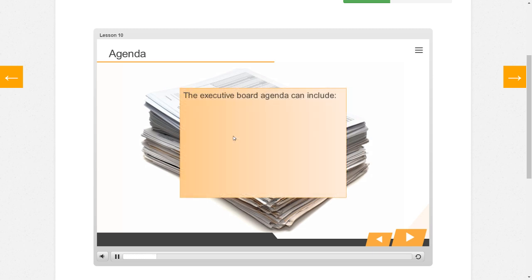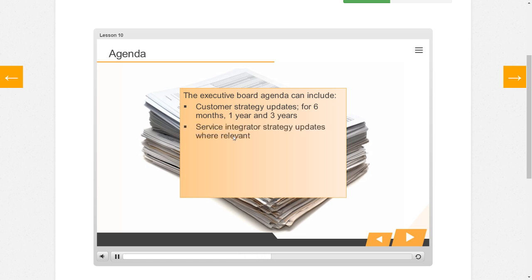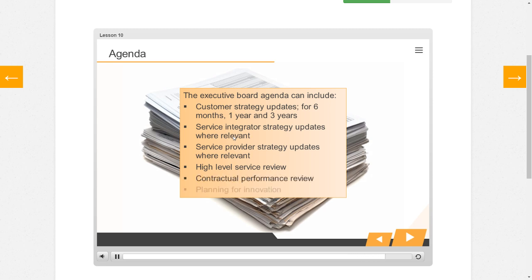The executive board agenda can include customer strategy updates for 6 months, 1 year, and 3 years, service integrator strategy updates where relevant, service provider strategy updates where relevant, high-level service review, contractual performance review, and planning for innovation.